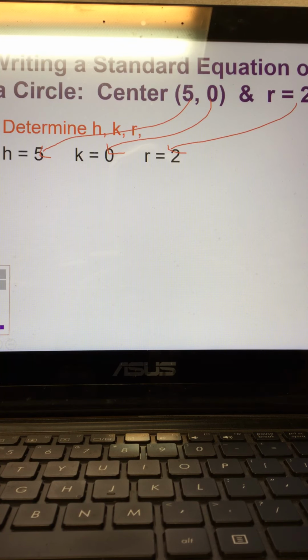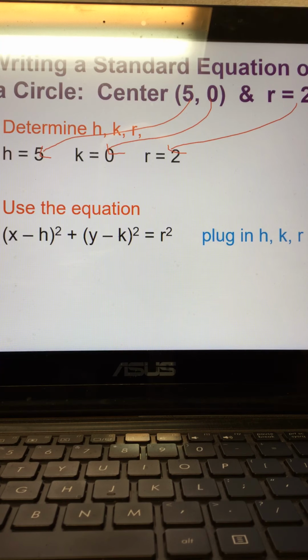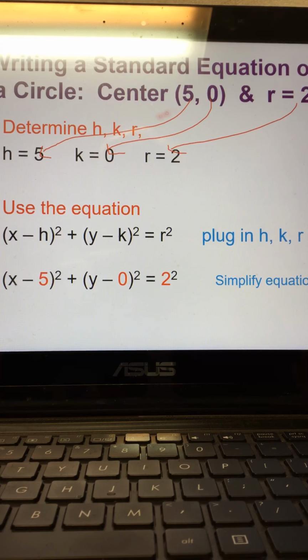All right, next, let's see what they're asking us to do. They're saying use the equation. This is the only equation for this lesson. It's x minus h, please remember that's minus h, square that, y minus k, square that, equals r squared. So if you know that equation, all you're going to do is plug in your h, your k, and your r. These are going to turn into numbers. So I'm plugging in that 5, plugging in that 0, I'm plugging in that 2.